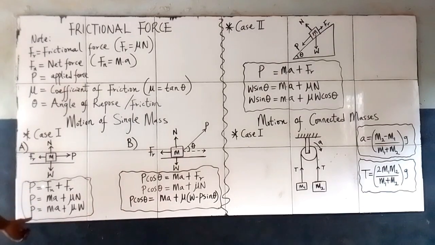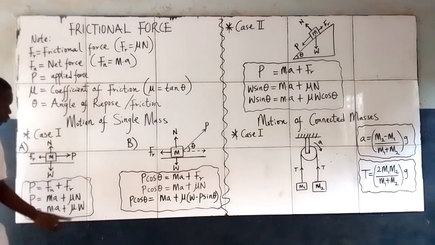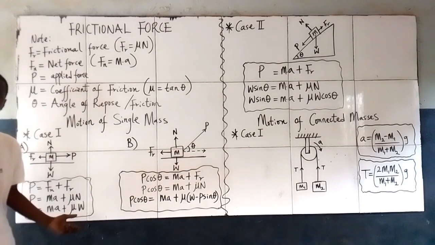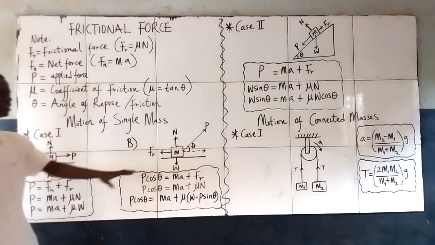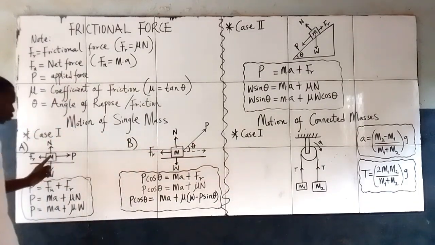Then we can further expand this again, guys. You have applied force is equal to ma plus mu w, because under this scenario, it is assumed that the normal reaction and the weight of the body are equal. So in place of n, I can sometimes use w. If I was given the normal reaction directly, I will use this formula. But if I was given the weight of the body directly, I will use this formula. That is for this.